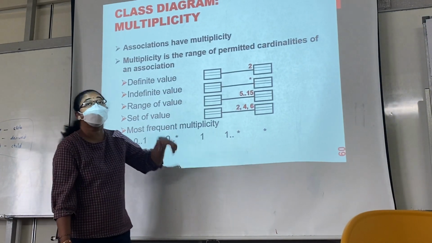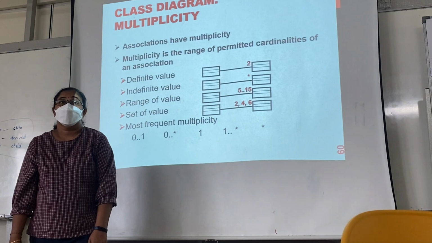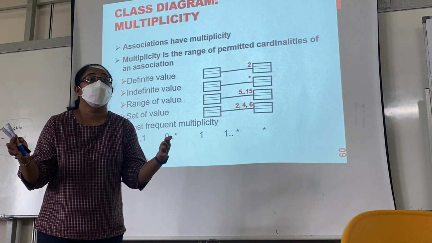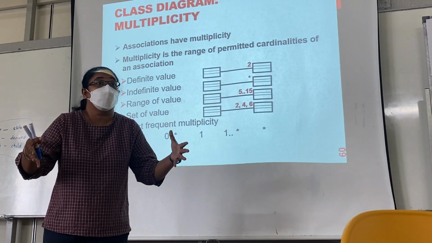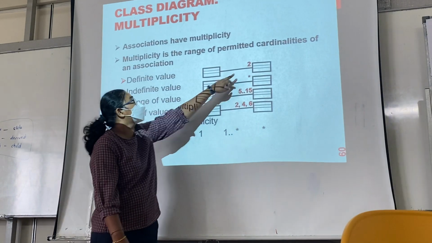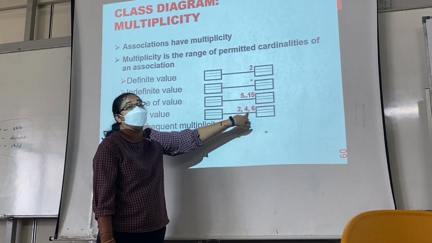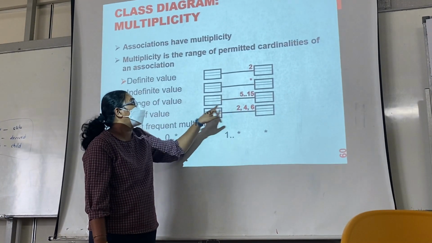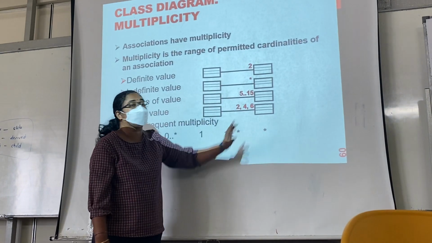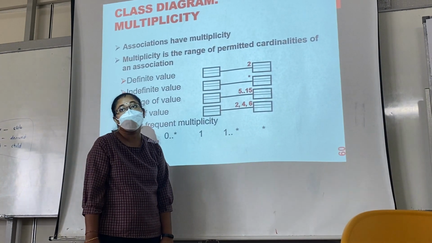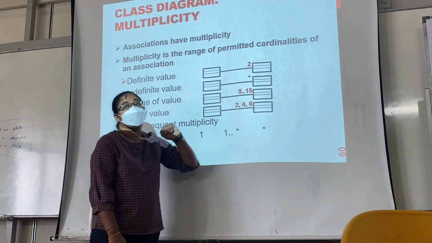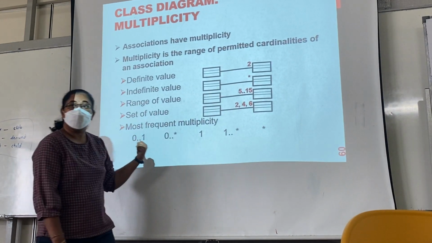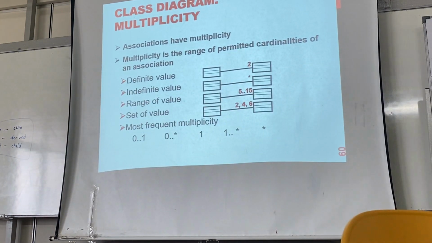Set of values. You know what is a set? A collection of values. You have a few options. So not just one option like this, but many options like this. So 1 to 2 or 1 to 4 or 1 to 6. Either one. So a collection of values. Set. Clear? Now let's proceed.